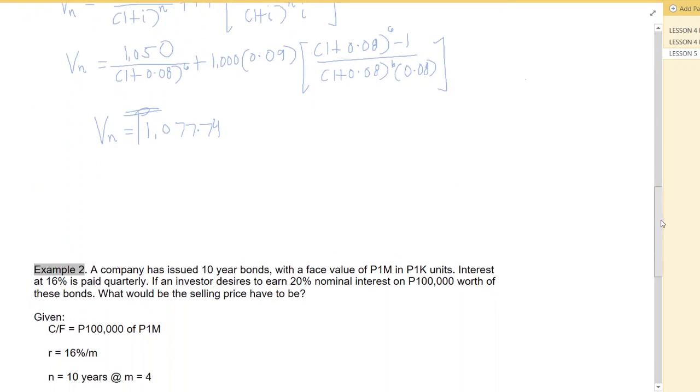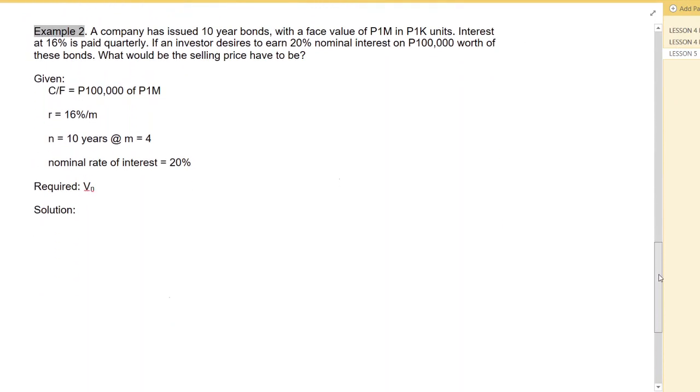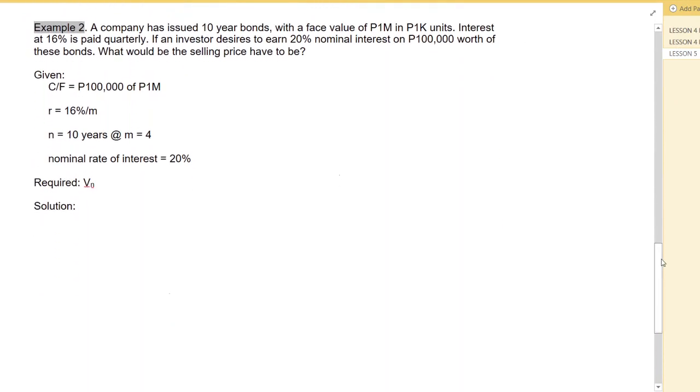Okay, so we have there example number 2 also. A company has issued 10-year bonds with a face value of 1 million in 1,000 units. So face value there is just the return of investment. Okay, so that doesn't include in our formula now. That is just the return of investment. That is the face value. Okay, interest at 16% is paid quarterly. So that is the bond rate, that is 16% per quarter.